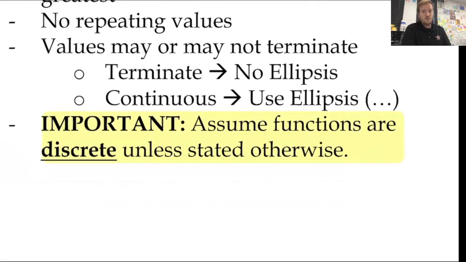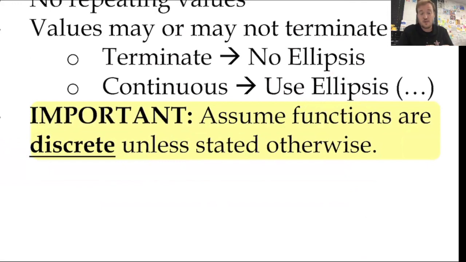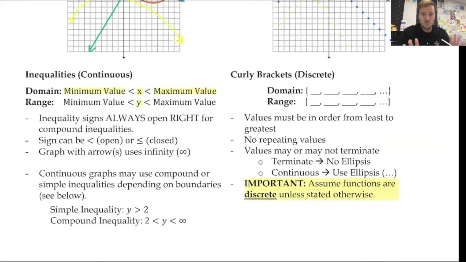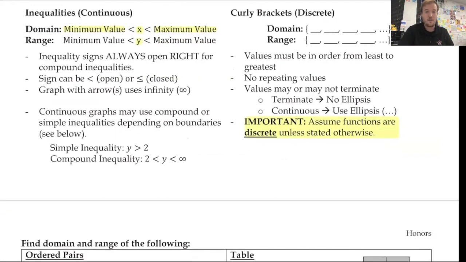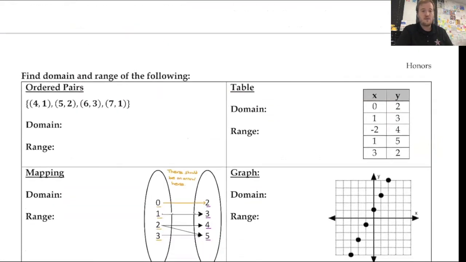So an important note to really talk about in these functions is you always want to assume that functions are going to be discrete unless it is stated otherwise. So what that means is if I just give you raw data in terms of numbers, you have to assume it's discrete. However, if I give you, say, a word problem, and the two variables that we're talking about fall under the continuous category, then you would say it's continuous. Otherwise, assume it's discrete. Okay. All right, so we're going to practice this.